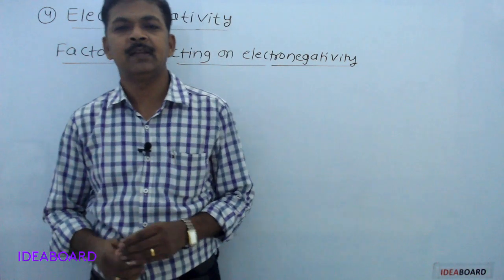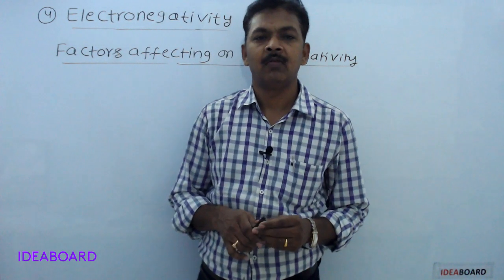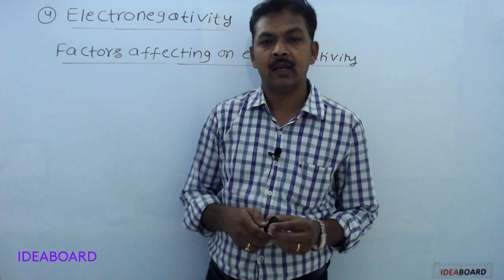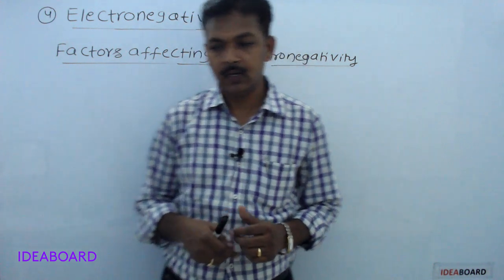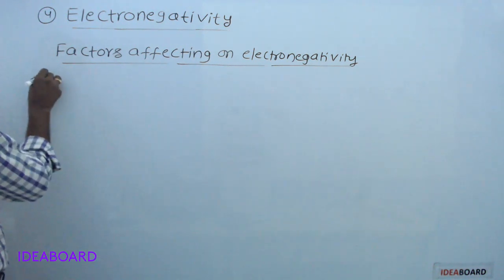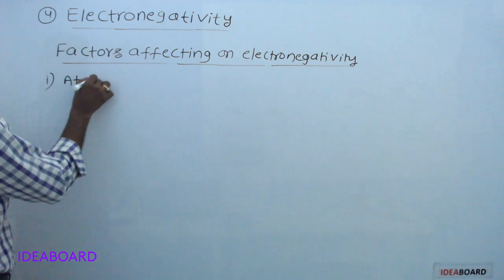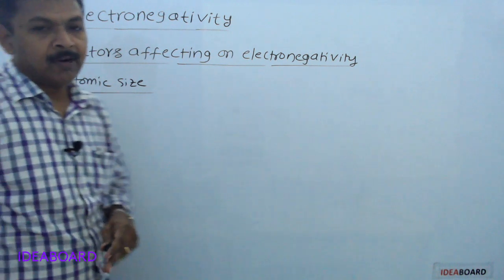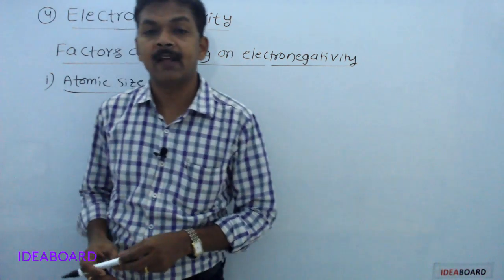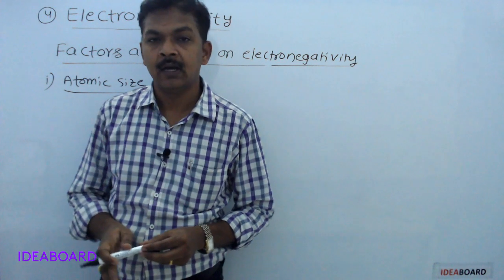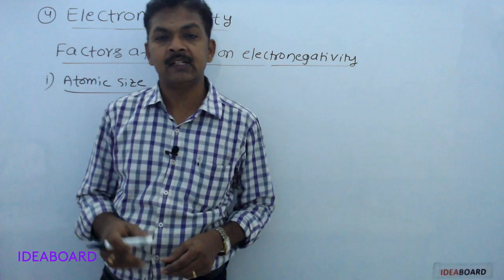My dear students, in the previous lecture I explained what electronegativity is and some electronegativity scales, like the Mulliken scale and the Pauling scale. Now I am going to explain the factors affecting electronegativity. First one is atomic size. If atomic size increases, the tendency of an atom to attract electrons decreases.